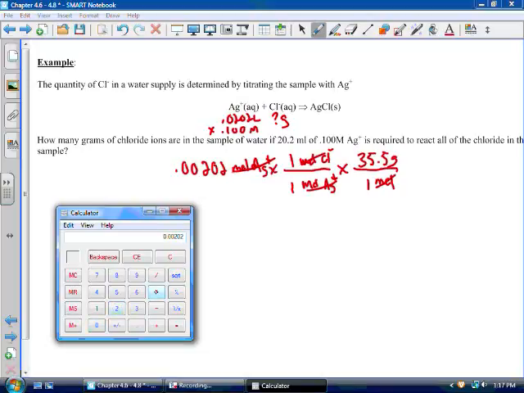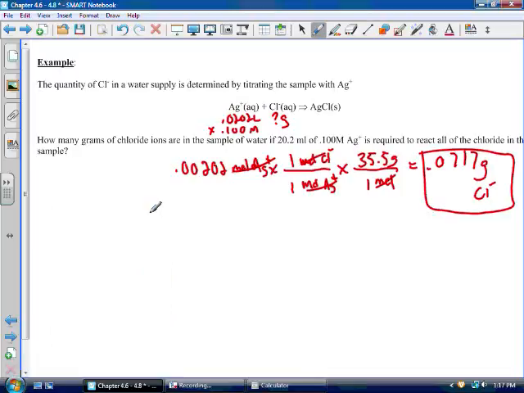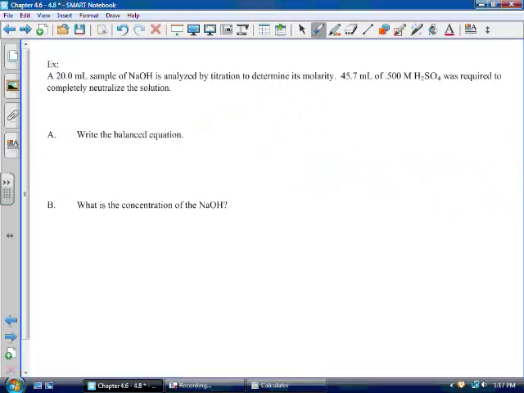All right, so mathematically now we simply need to take our calculator and take 0.00202 times 35.5, and we get 0.0717 grams of chloride ions. All right, let's look at yet another example.